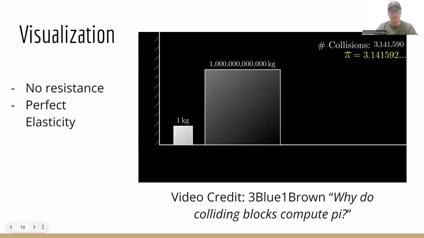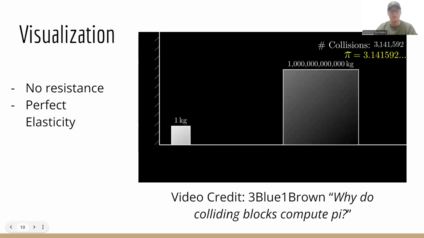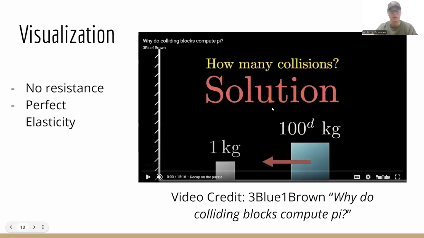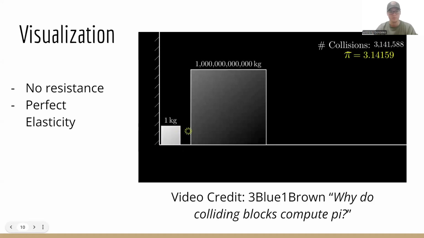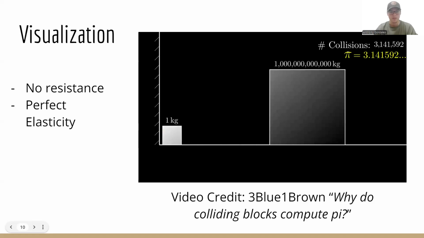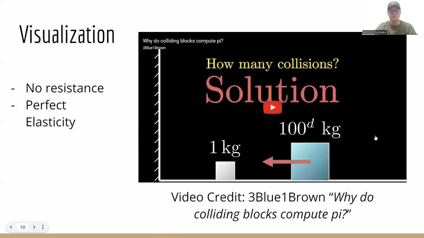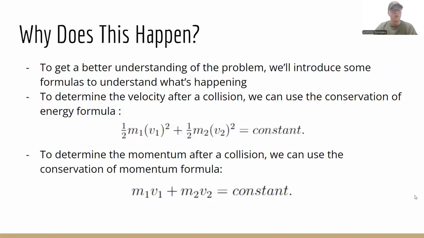We can see up on the top right, the number of collisions lines up with the values of pi. Let's look at that one more time. I just think this is so cool. And there it is. So why does this work? Why does this happen? To get a better understanding, first we're going to introduce some formulas.